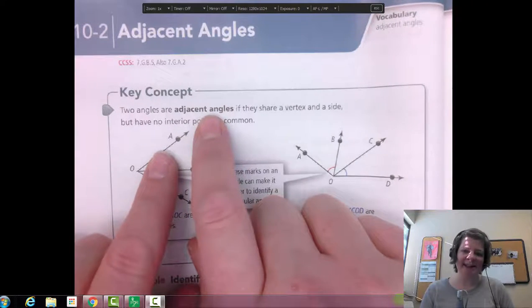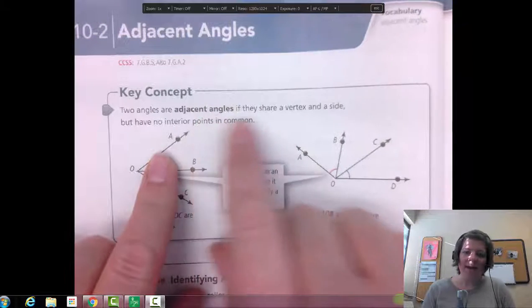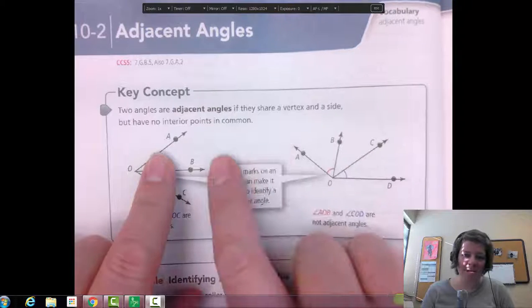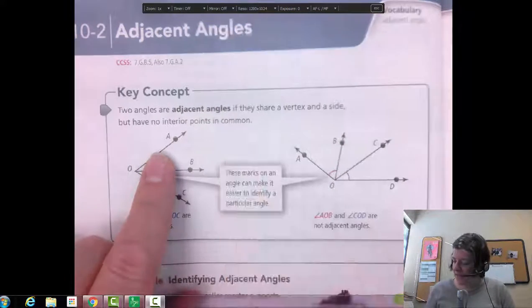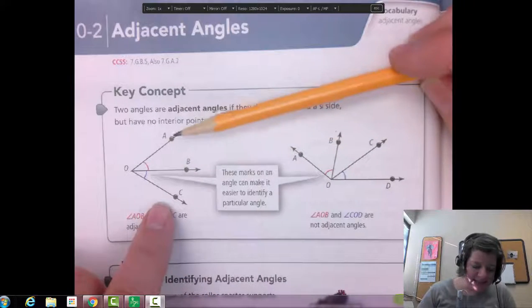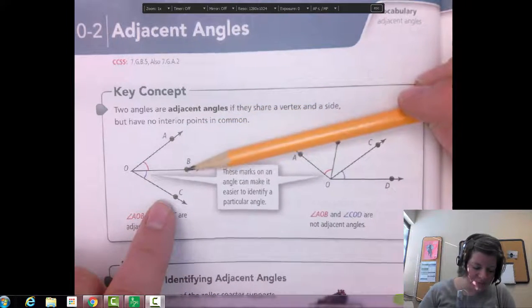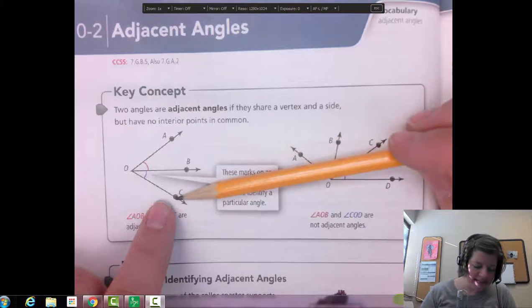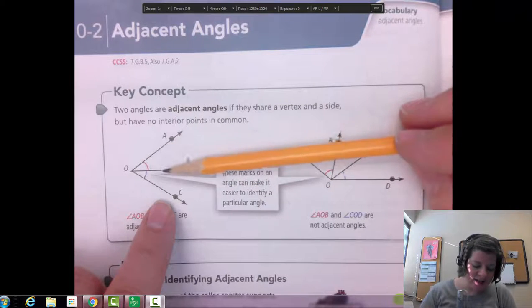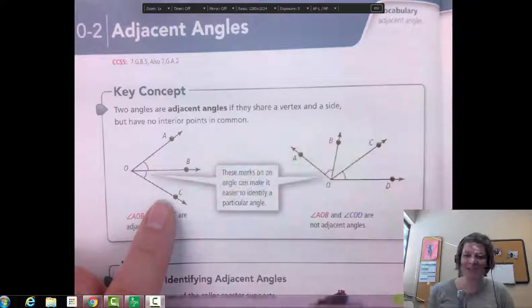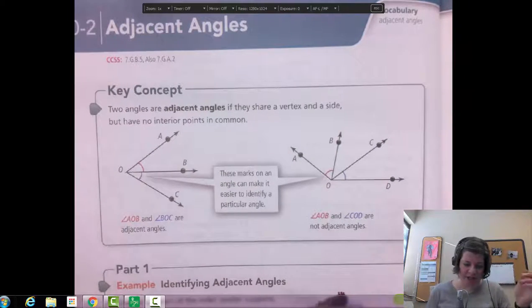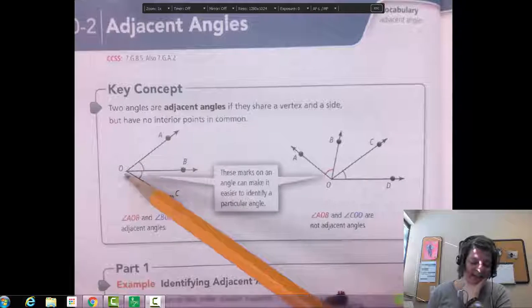What is an adjacent angle? It's if they share the same vertex and a side, but they have no interior points in common. So no interior points in common makes it a little bit different, but basically this angle here and this angle here, because they don't share any points in common. You can't say this angle and then all the way. That's not adjacent. So adjacent's where they're touching, basically. They share a side and a vertex.